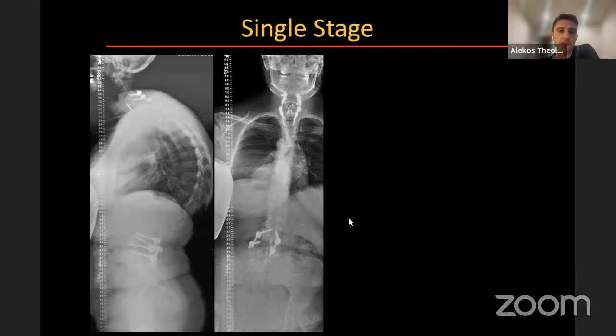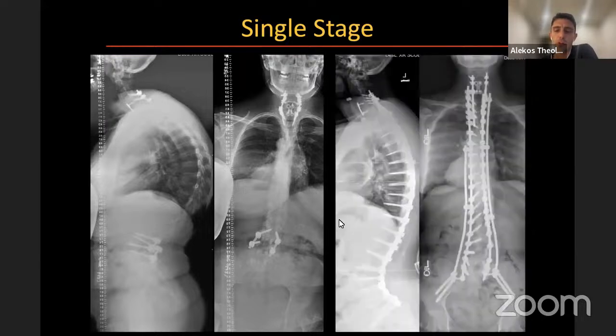Now she has a combination of a coronal plane deformity, pretty decompensated to the right, as well as her Scheuermann's kyphosis causing a sagittal plane deformity. And this is one where I felt comfortable doing it all in one stage, extending the prior instrumentation down to the pelvis. And overall, she did quite well.